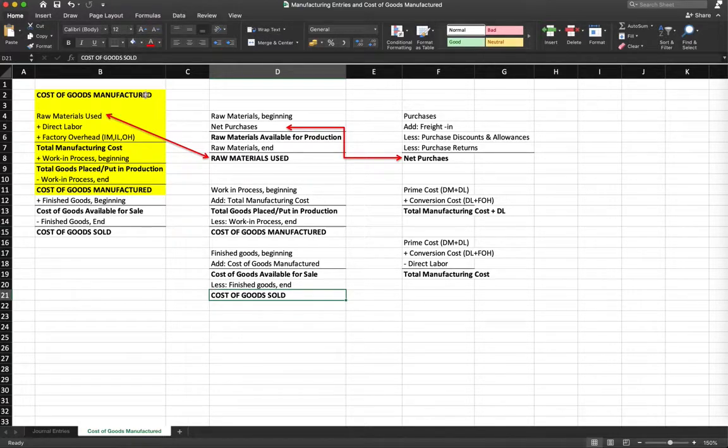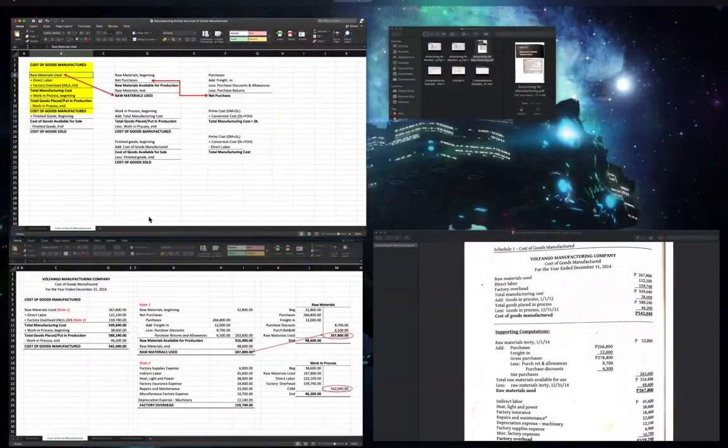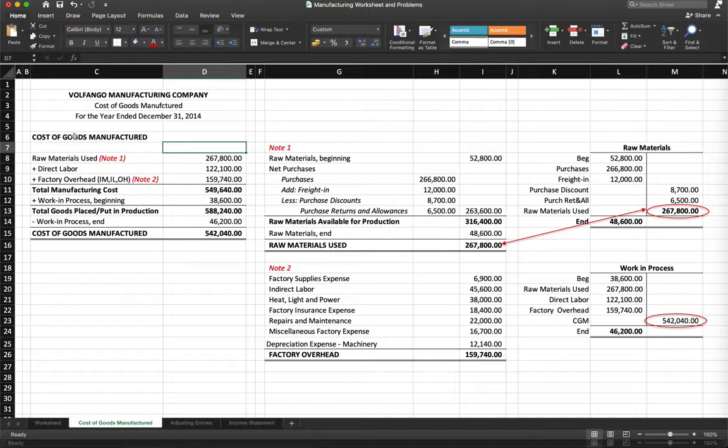Okay, so let's just copy this cost of goods manufactured formula into our cost of goods manufactured schedule. Paulit-ulit, dapat memorize yun na: raw materials used, plus direct labor, plus factory overhead, total manufacturing cost, plus work in process beginning, is equal to total goods placed or put in production. Less work in process, and you'll get your cost of goods manufactured. So, raw materials used muna tayo. How do you compute for raw materials used? Of course, raw materials beginning plus net purchases.